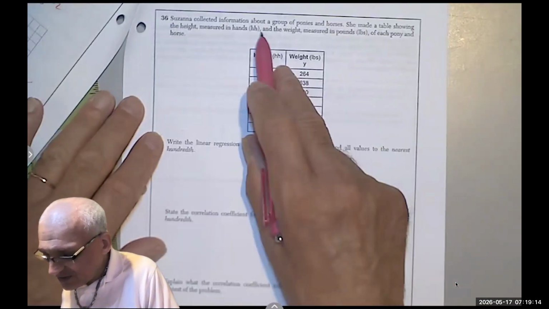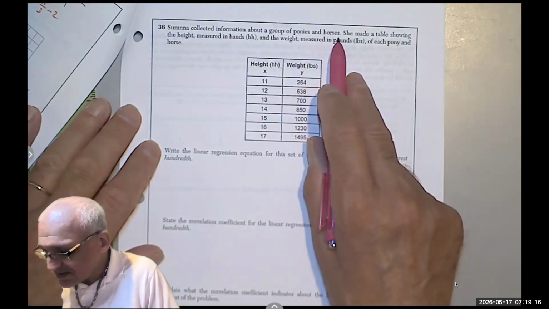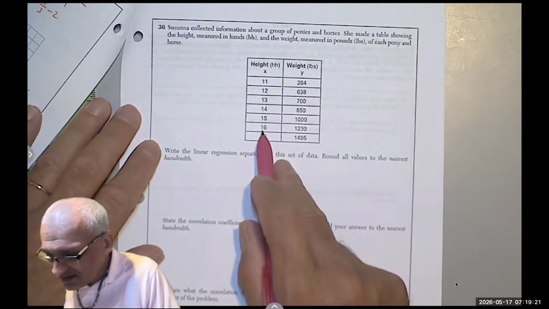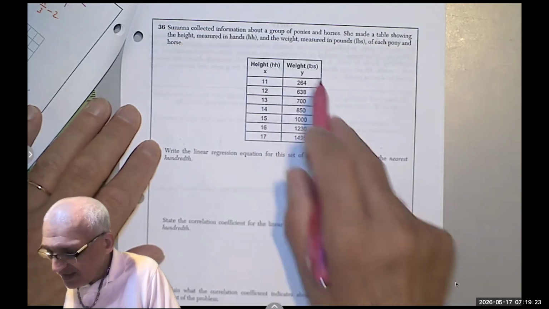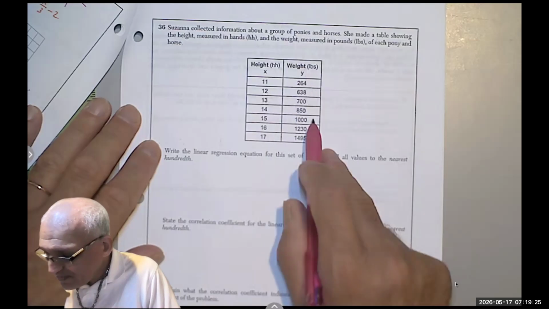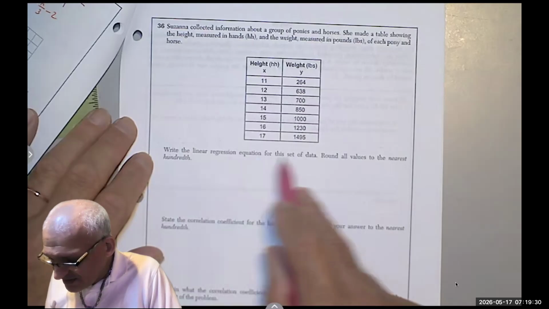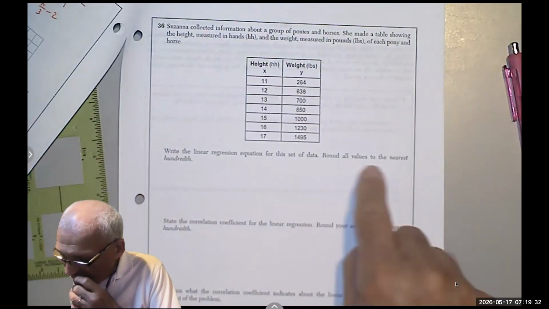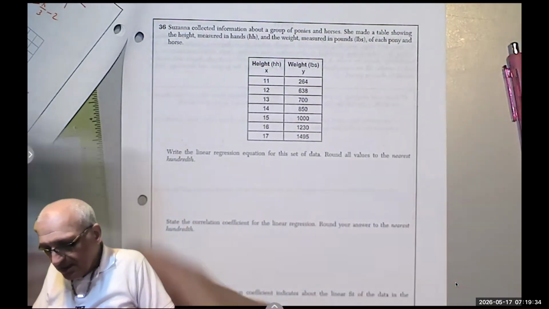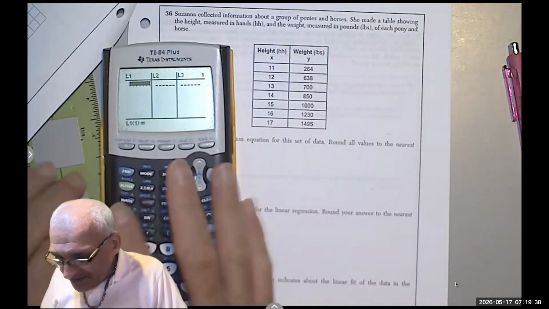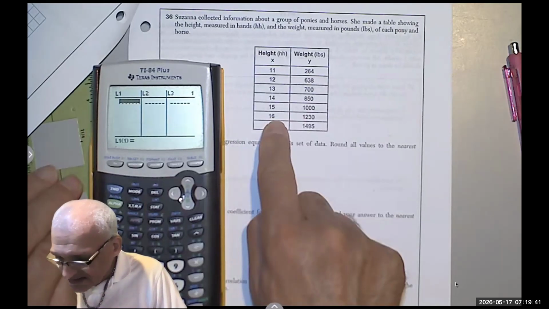Okay. Susanna collected information about a group of ponies and horses. She made a table showing the height measured in hands, HH, and the weight measured in pounds of each pony and horse. Write a linear regression equation for this set of data and round all the values to the nearest hundredth. So I will go to stat and make, say, the first equation x, which is the height.